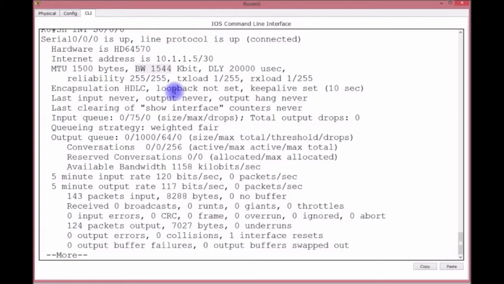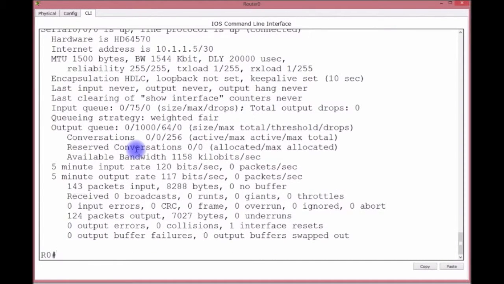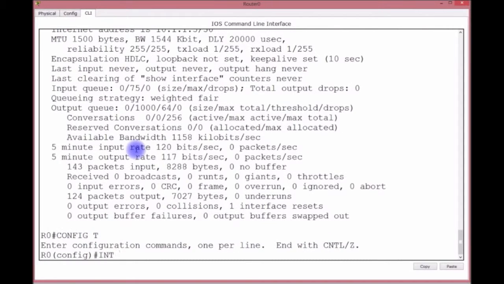So this is a bandwidth of 1.544. All serial WAN links are that bandwidth. Okay, so all we need to do, let's turn it into a 64K going up. All right, so we're going to go config t, interface S0/0/0.